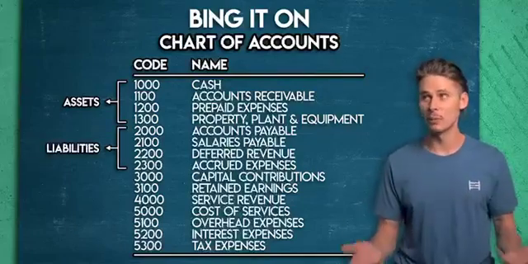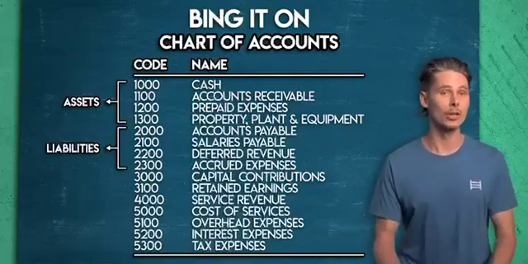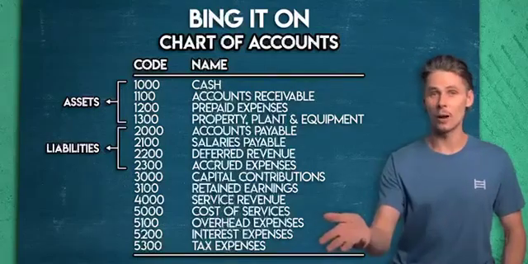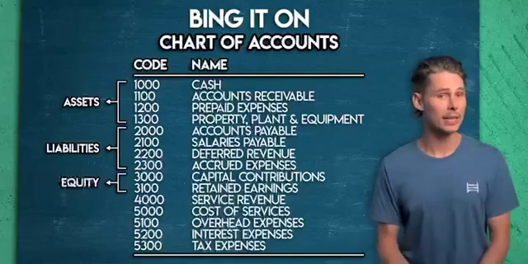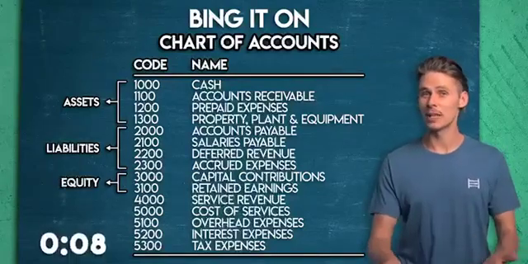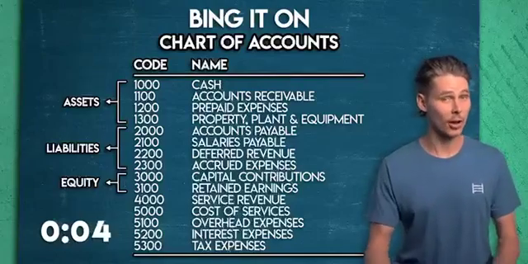Bing It On also has some liability accounts. There's accounts payable, salaries payable, deferred or unearned revenue, and accrued expenses. These represent the stuff that it owes to external parties, and the codes begin with a 2. Then we have a couple of equity accounts, owner's equity and retained earnings. These represent what the business owes to its owners. The accounts start with a 3.